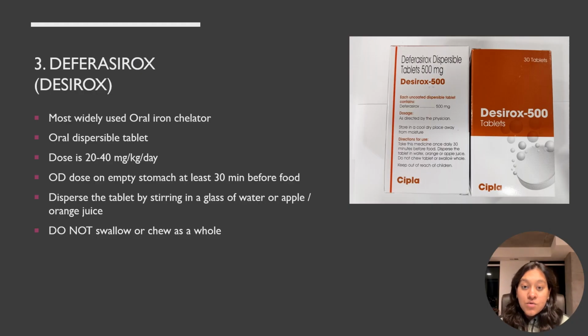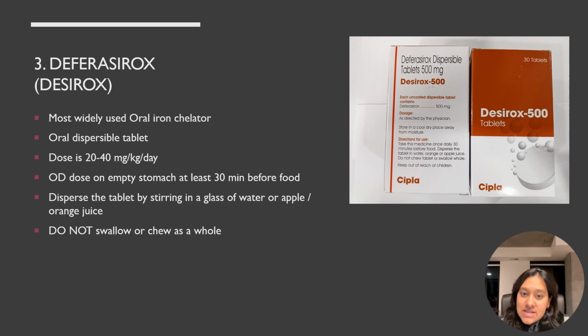The third and the most common and interesting iron chelator that is used widely is deferoxamine, also called Desirox. So it's the most widely used iron chelator. The preparation that's available in the country is the dispersible tablet. The dosage given is 20 to 40 mg per kg per day.